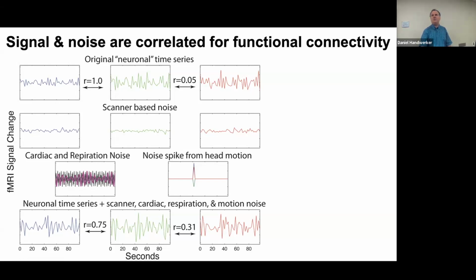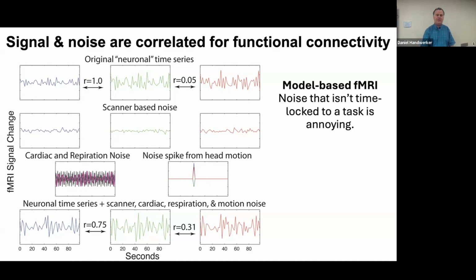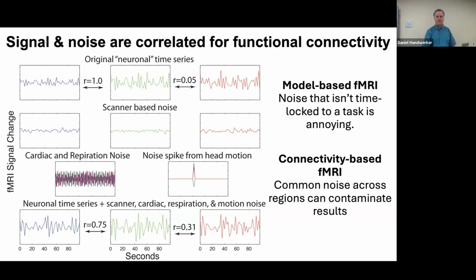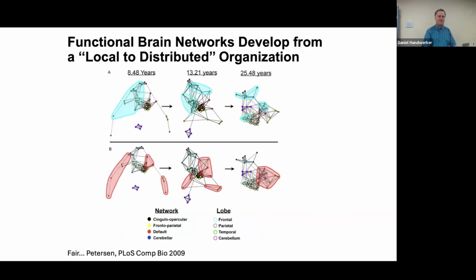So if we're not accounting for different sources of noise, in this case the respiration, cardiac and the spikes, things are going to end up in our data that we don't want there. For a lot of models, things like respiration and cardiac noise, unless you're task locking breathing, are just annoying. But when you're talking about rest, if you don't account for this stuff, you can get in a lot of trouble. So pretty much this can contaminate results.